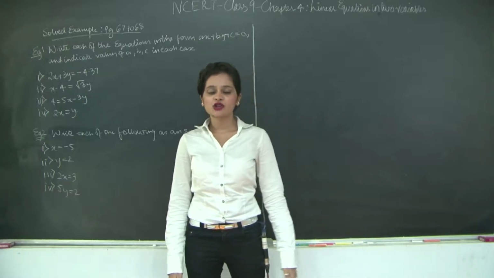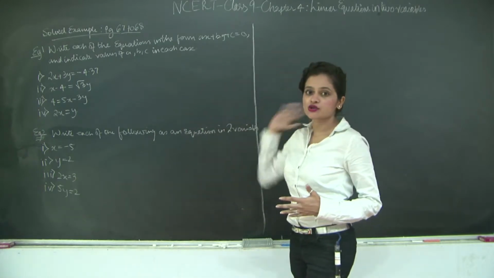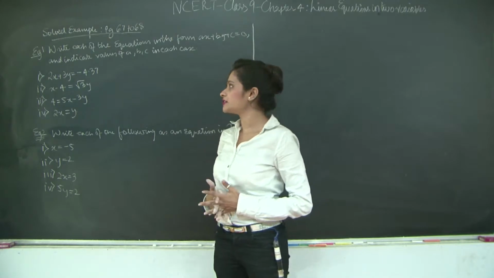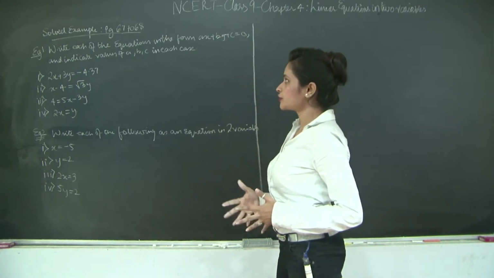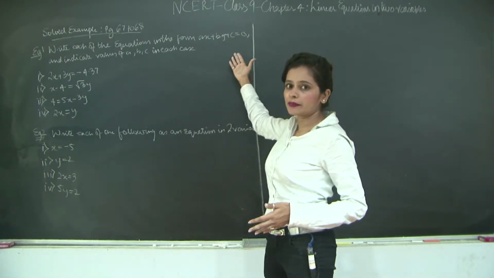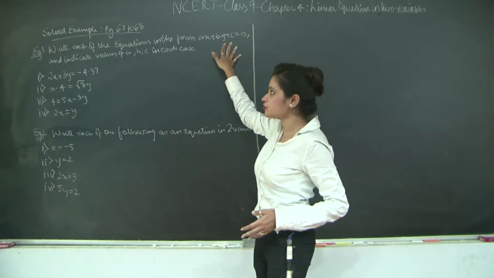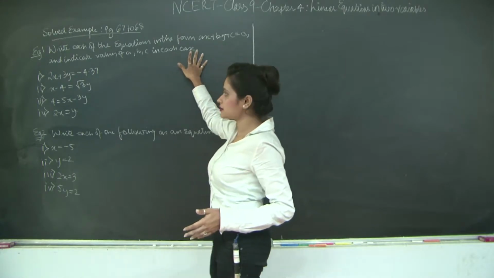Hello students, based on the introductory session that we had for linear equations in two variables, let us now solve the first exercise of solved examples, which is on page 67 and extends up to page 68. So the first question: write each of the equations in the form ax plus by plus c is equal to 0, which is also the general form of your linear equations in two variables, and indicate the values of a, b and c in each case.